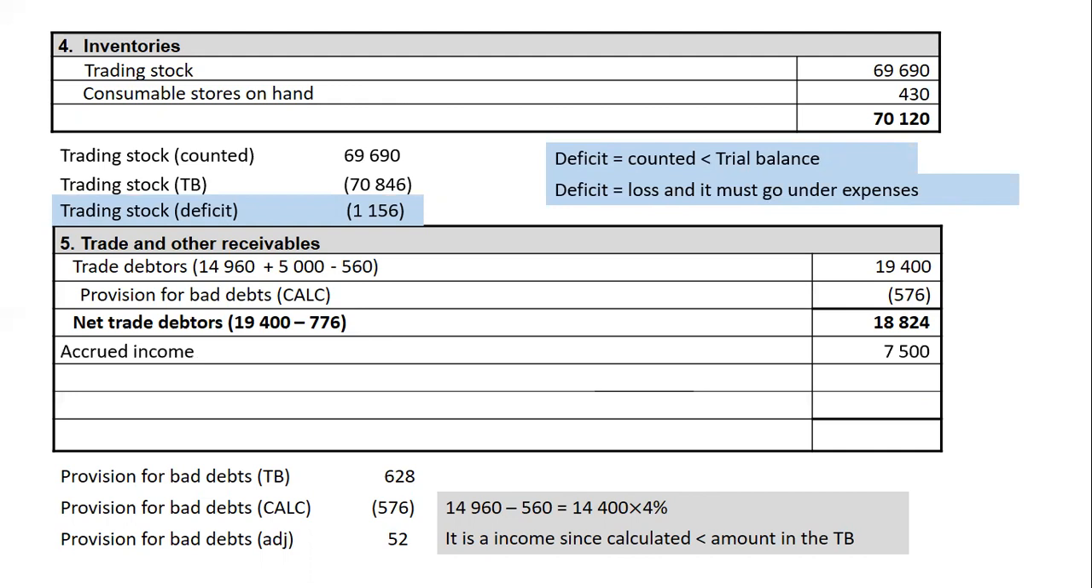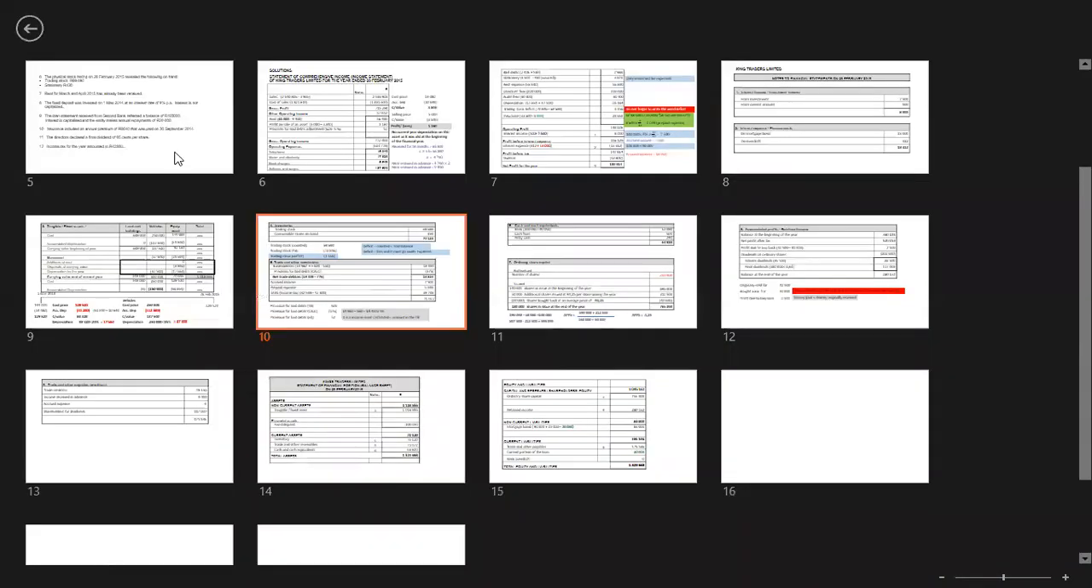Okay, the above that I've just shown you right now was simply a calculation of trading stock deficit. I think I did explain it. Just listen to the audio clip when we actually did that transaction earlier on. Okay, so our accrued income will be 7,500. It qualifies to be a current asset.